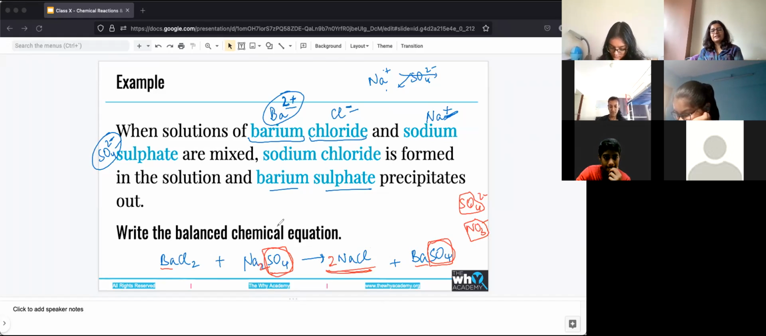There's nothing else to balancing. You just pick one atom, see if the numbers are equal. If they're equal, move forward. If they're not equal, then see what you need to multiply it by. That's all there is to balancing.